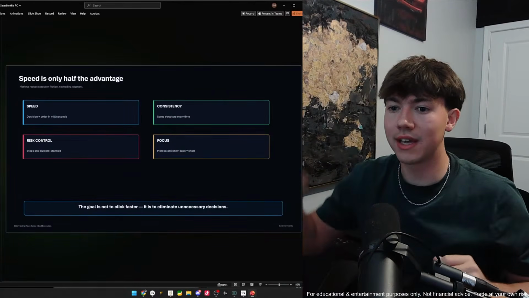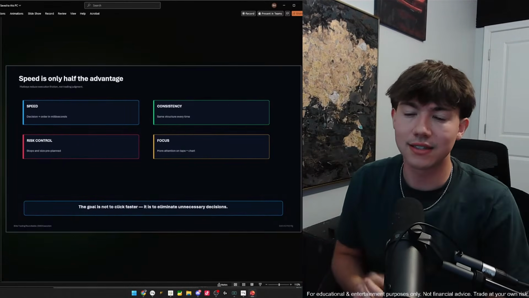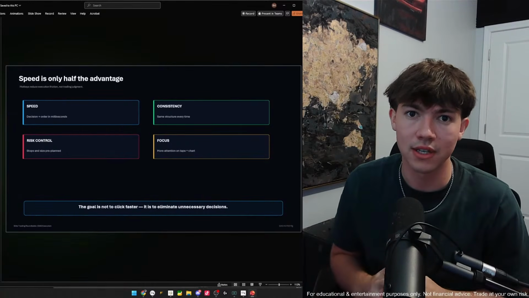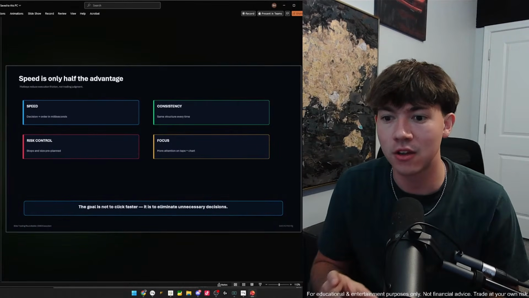And so the first thing we want to look at is that speed is only half of the advantage. We're looking at consistency, risk, control, and focus. I think all four of these are super important when using your hotkeys and hot buttons to get in and out. But primarily the biggest thing is that you're managing your risk.